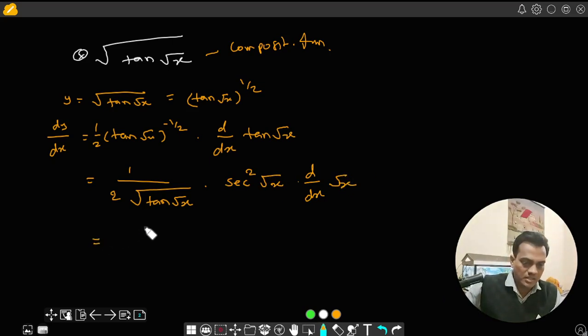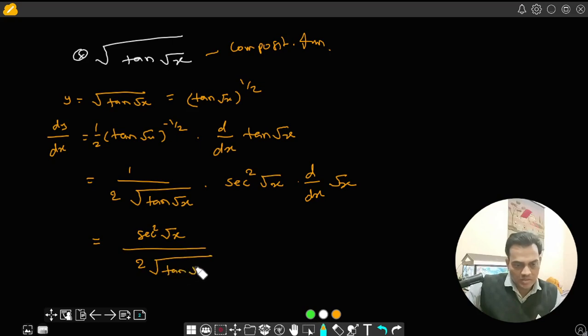So this will become, now this is in the numerator, sec square of square root of x divided by 2 square root of tan of square root of x, and it will become, the derivative of square root of x is 1 upon 2 square root of x, and again the derivative of x is 1.